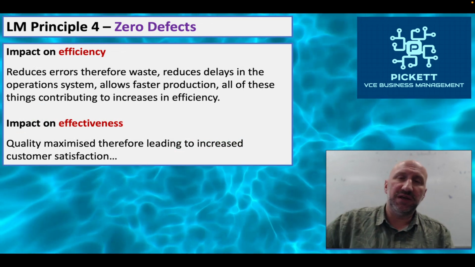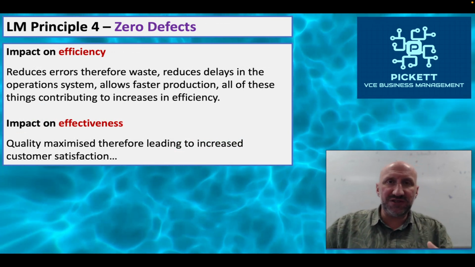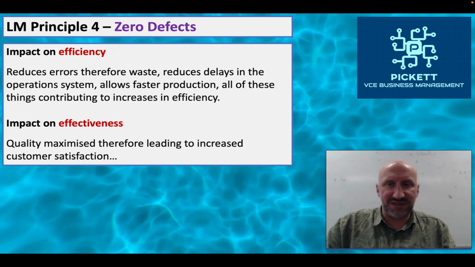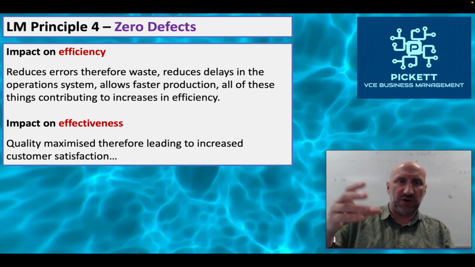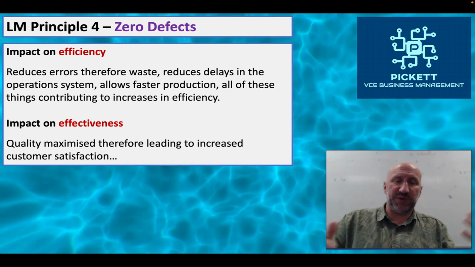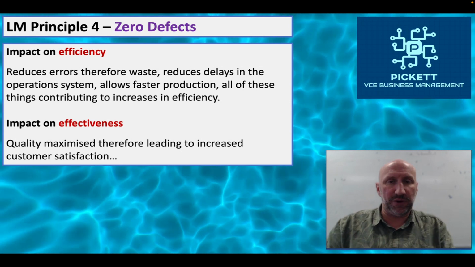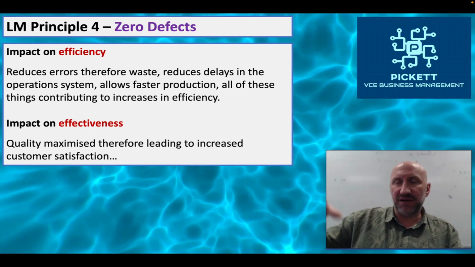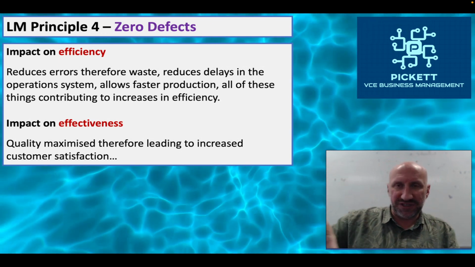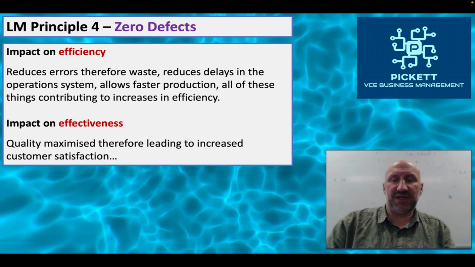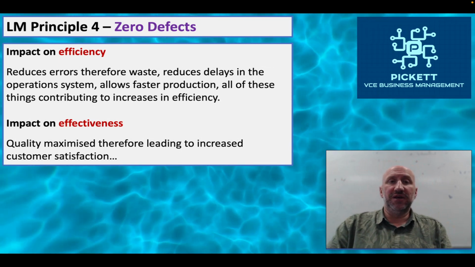Impact on efficiency: it reduces errors, therefore waste, reduces delays in the operation system, allows faster production, all of that stuff. And all of those things obviously lead to an increase in efficiency. And in terms of effectiveness, because it's going to maximize the quality of the output, that leads to increased customer satisfaction, and then again, an increase in all of those other things that come off the back of maximizing customer satisfaction.